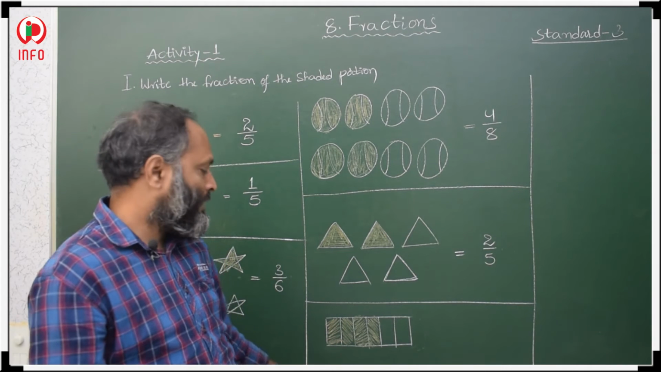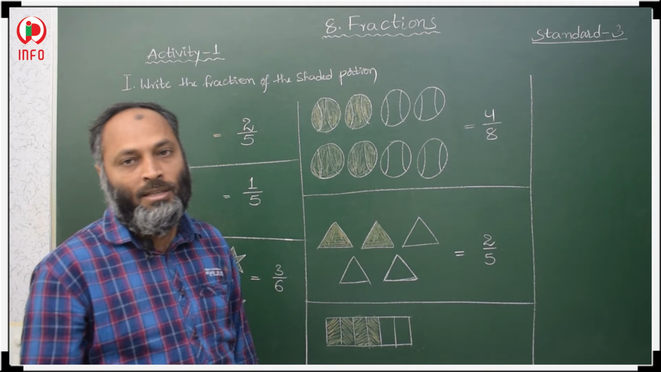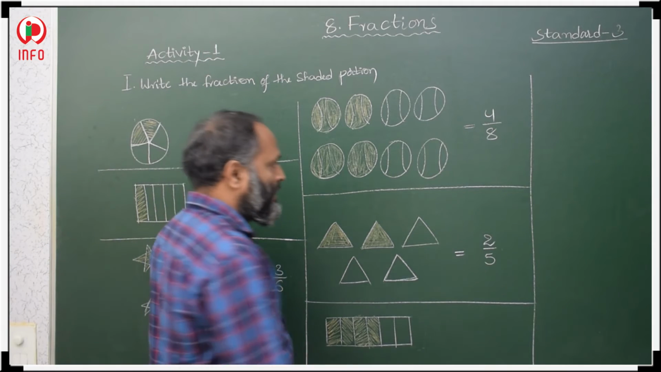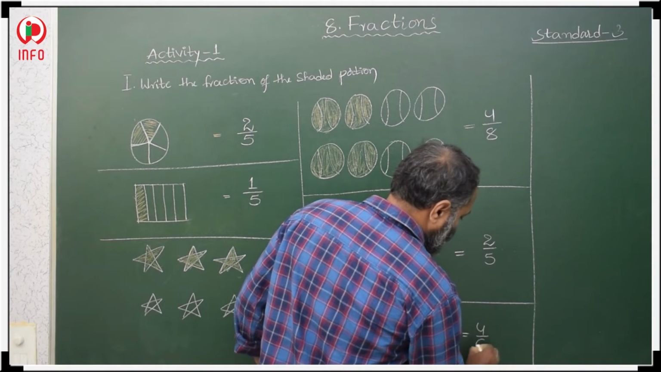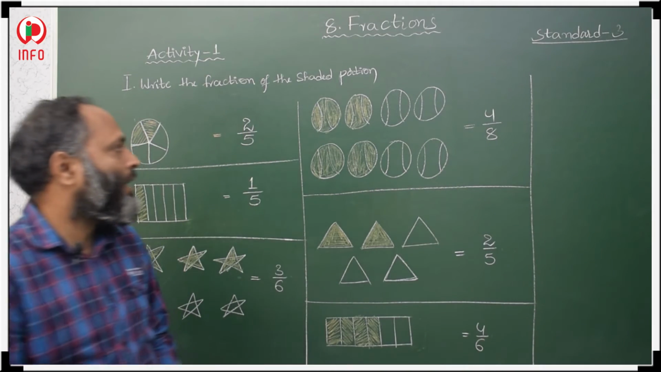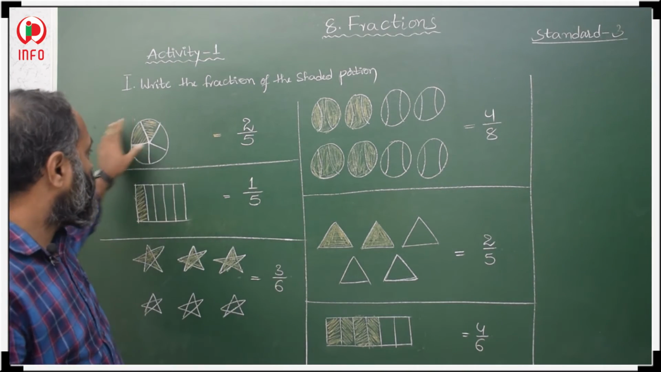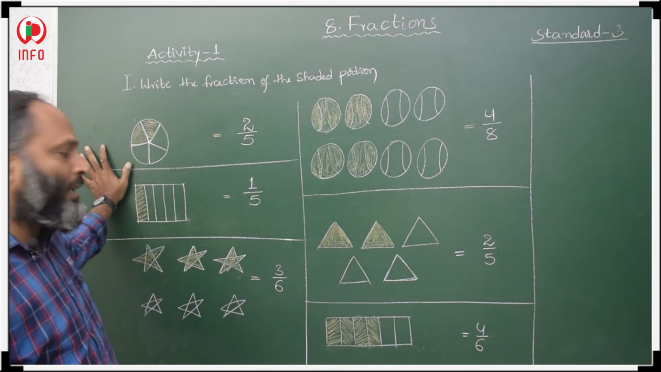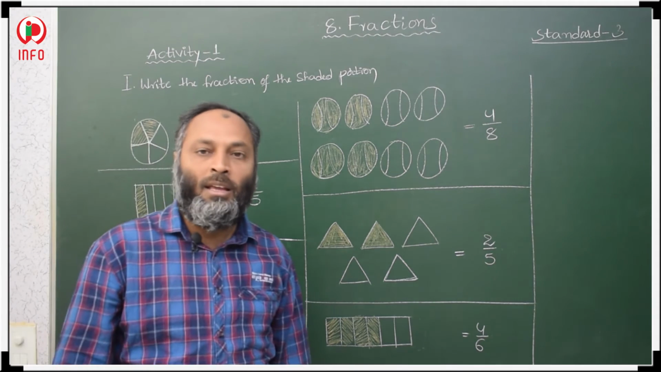How many parts are shaded here? 1, 2, 3, 4, out of 6 parts. Out of 6 parts, 4 parts are colored, that is 4 by 6. This is the representation of fractions when it is a part in a whole, and here a collection. So, fraction in a collection. Okay.